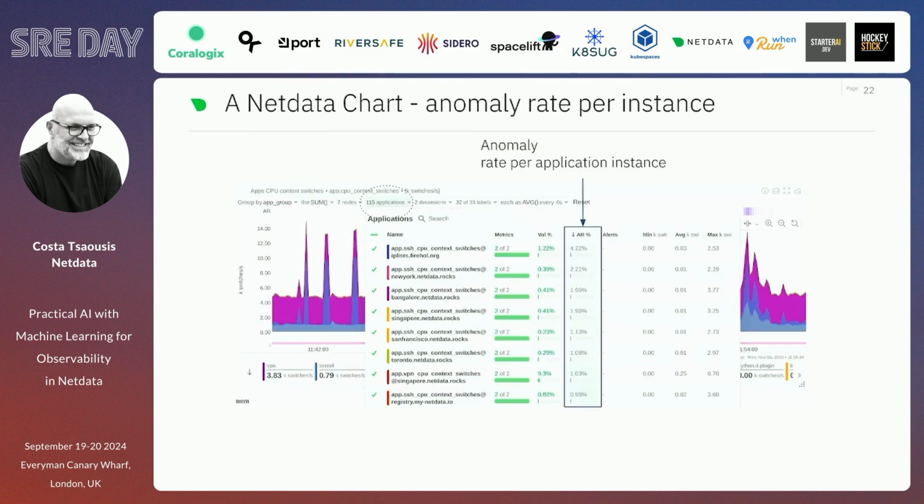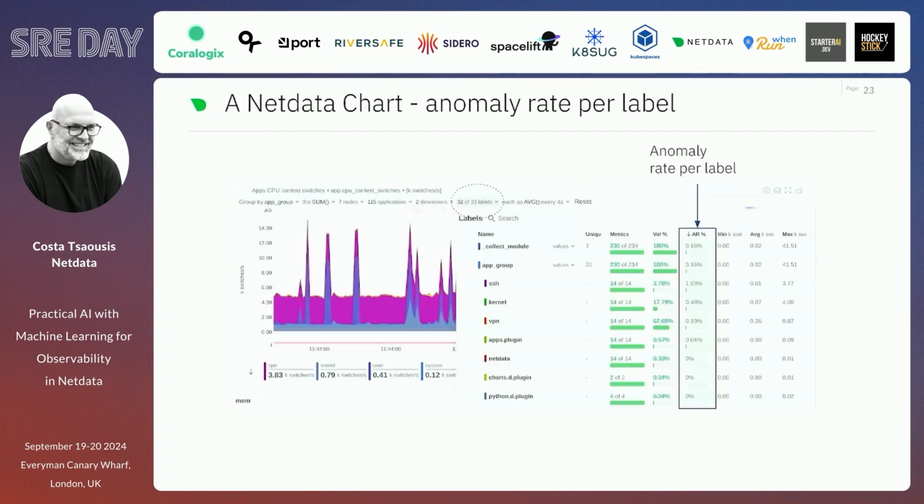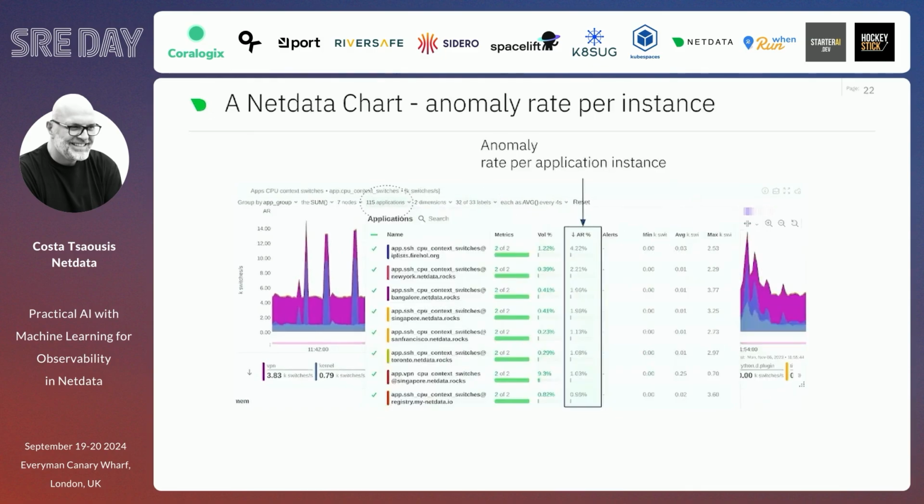This is for applications. Now it's the same information, but this time for the specific application that is interesting. Again, you have anomaly rate information. And this is even per label. So each label that exists in the chart, that contributes data to this chart, is again scored for volume and anomaly rate.